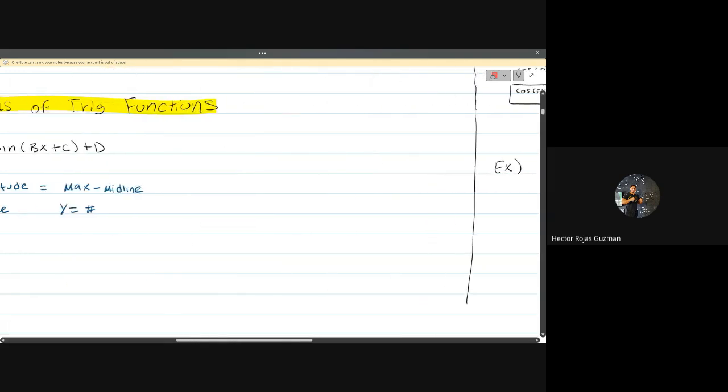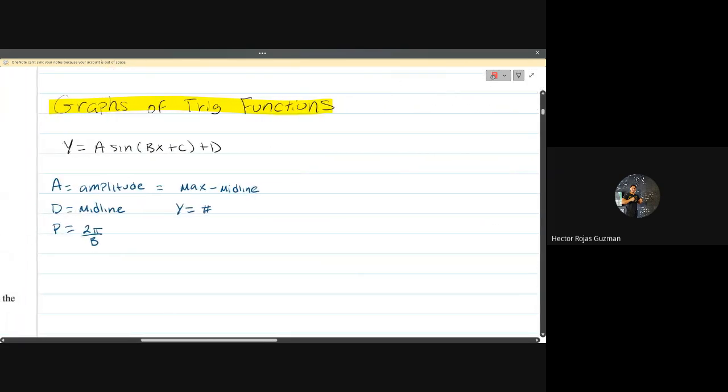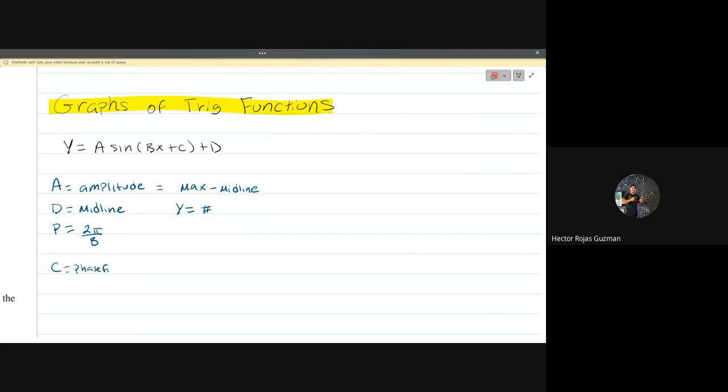I did forget something. C is the phase shift. But luckily, we don't even have to worry about that. So you're not going to really get problems with a phase shift. So don't really worry about it.